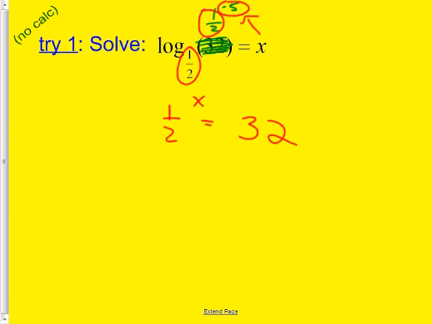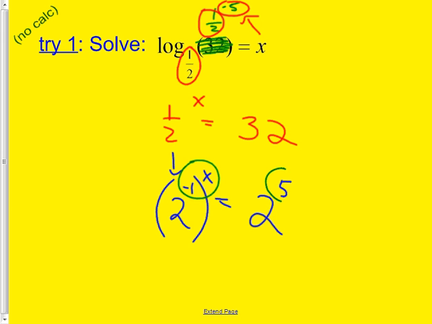Could I have done that the old-fashioned way here? Yes. This one, I would have probably rewritten this 1/2 as a 2 to the negative 1. And then I bring down the x. I would have rewritten this 32 as a 2 to the 5th. And then I would have had to solve now that the bases are the same. And that would equal that. And either way, your answer comes out to negative 5.